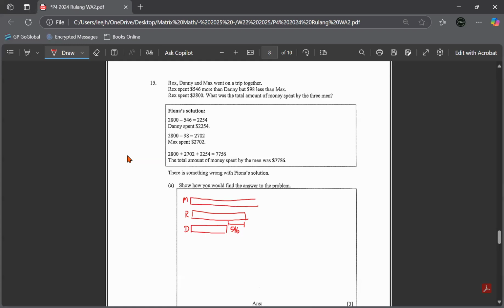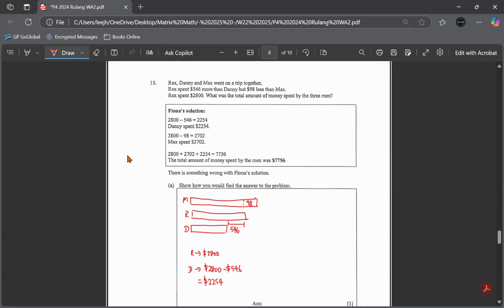So maybe a little bit longer. So this is $98. Okay. You know that Rex, he himself spent 2,800. So Rex, you can write there 2,800. So we can find out how much Danny spent because it says Rex is spending 546 more than Danny. So Danny will be 2800 minus away 546. So Danny spent 2254.